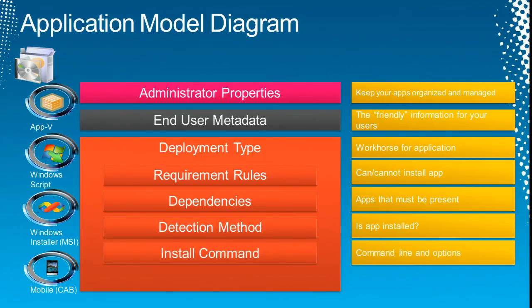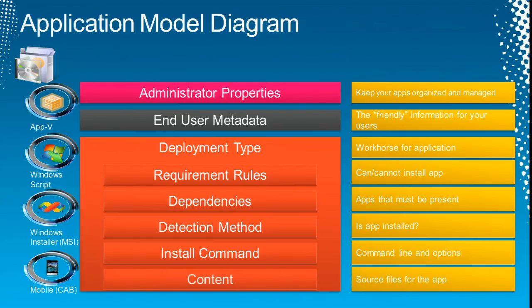The install command, that's your program. So for MSI, it's msiexec /i, and then whatever your MSI is. So it's the actual install command line you want to run, or the App-V stuff and so on. And then lastly is your content, which is your actual binaries, those package files that you need to make available to the clients so that they can go ahead and run this appropriate deployment type.